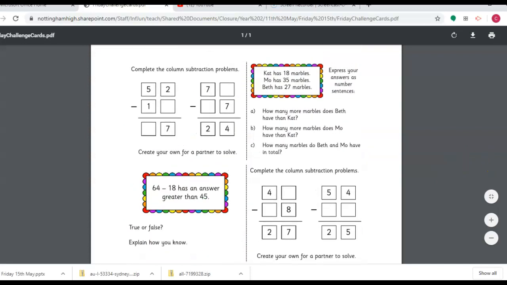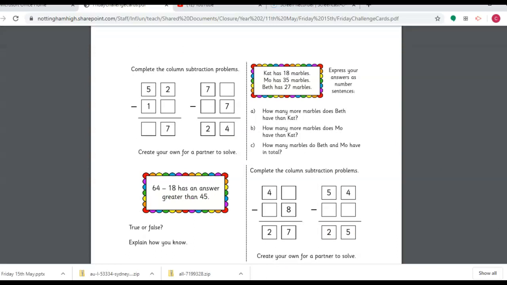I hope you get on okay with your exchanging. If you need to watch this again, go back to the beginning, pause it and watch it and see how the exchanging happens and how you do that method.